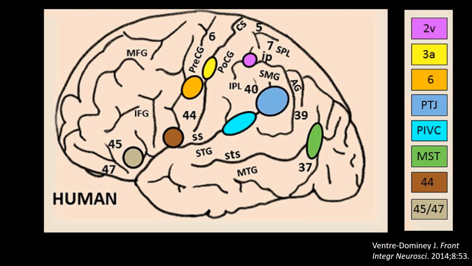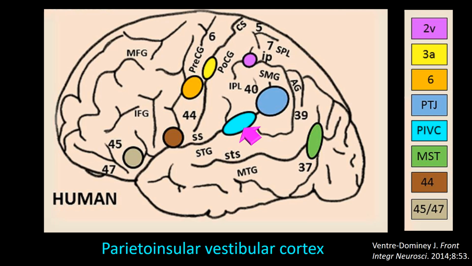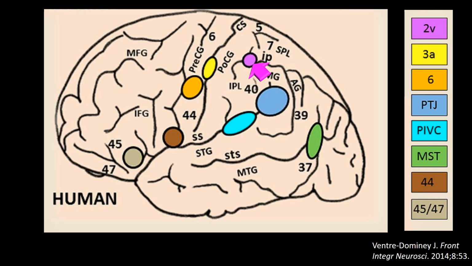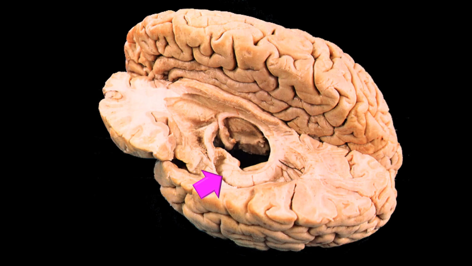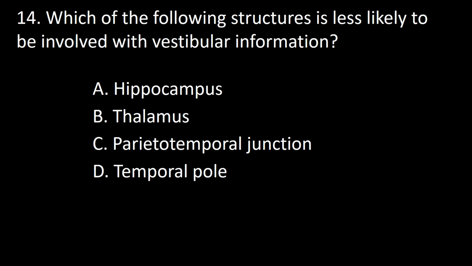Different cortical areas have been named by different authors in the cerebral cortex. The most consistent areas named are the parieto-insular vestibular cortex, the parieto-temporal junction, area 2V, and area 3A. The hippocampus has also been cited as housing vestibular neurons. So the answer to this question is D.